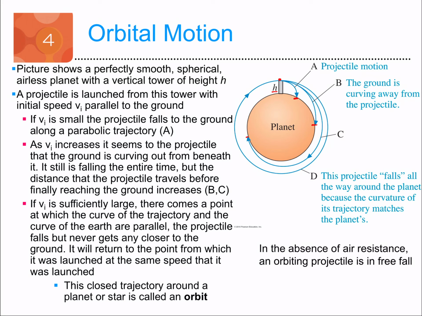Okay. When you have this closed trajectory, that it starts and ends from the same point, that is called an orbit. Okay. We see that closed trajectory, or that orbit, around the planets, around stars. Okay. Now notice when that initial velocity is low, though it is falling, it falls in free fall when it does not have air resistance. So in the absence of air resistance, it's falling in free fall.